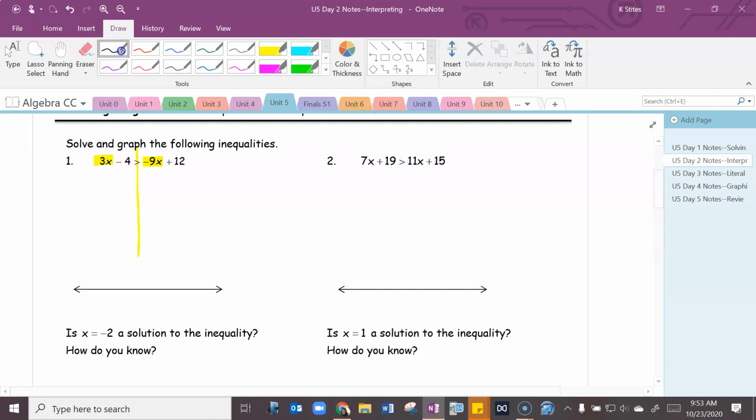Again, we want to go ahead and move the smaller variable, which in this case would be negative 9x. So since it is a negative, I'm going to add it on over, and it will combine with our 3x. 3x plus 9x is 12x, minus 4 is greater than 12. And now that we have our x's together, we want to go ahead and get this x by itself. So we'll add our 4 to both sides.